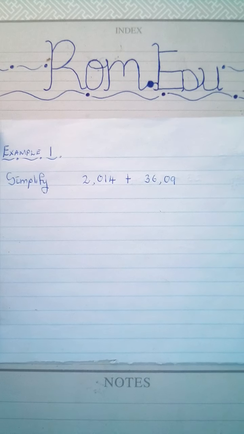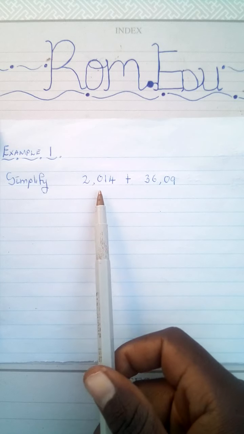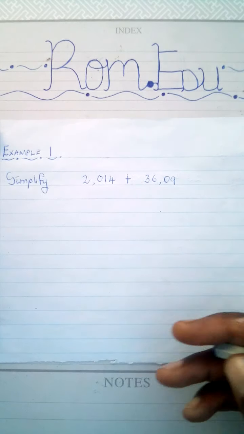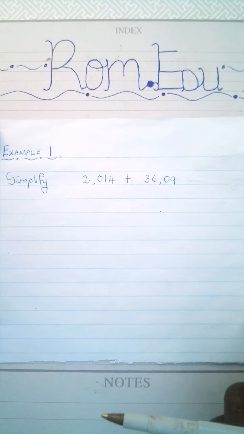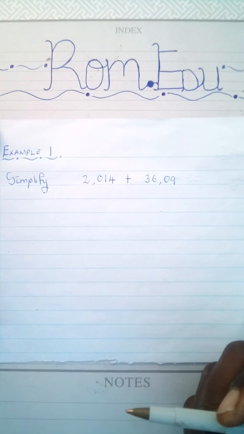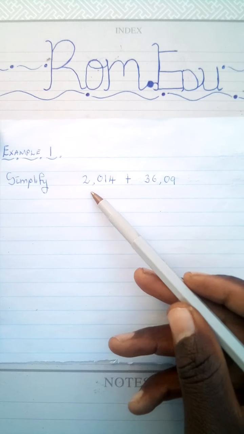So under decimal numbers, we are going to look at addition and subtraction today. So the first example that we're going to do is example number 1. We state that simplify 2,014 plus 36,01. So whenever you're dealing with the decimal numbers, either you're writing Cambridge or Zimsec, the first thing that you have to do is to notice the form that they are going to give you this question.